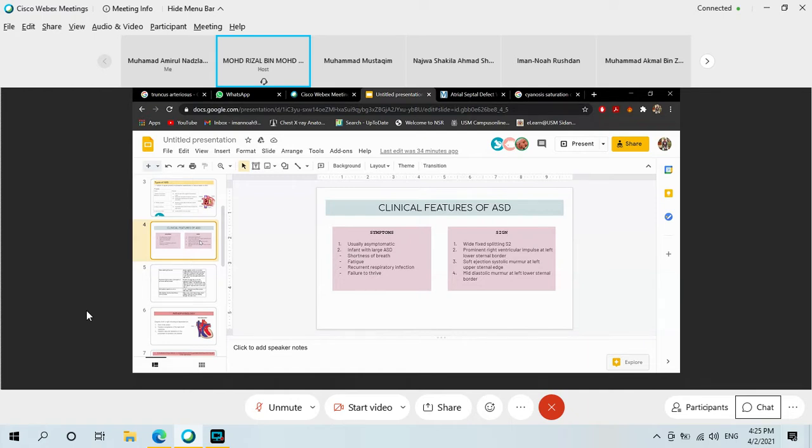ASD is acyanotic. It's not cyanotic. There is no problem with oxygen. Even though it is a left to right shunt, it doesn't mean that with a left to right shunt the left side doesn't get oxygen, less oxygen. That's the way you explain. The shortness of breath is not because the patient doesn't get oxygen. Shortness of breath is because of heart failure.